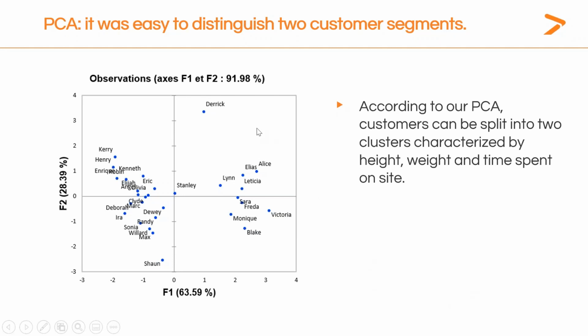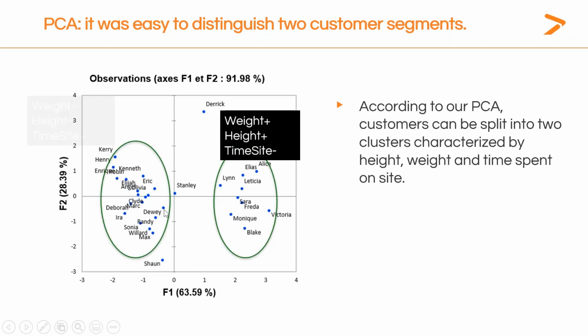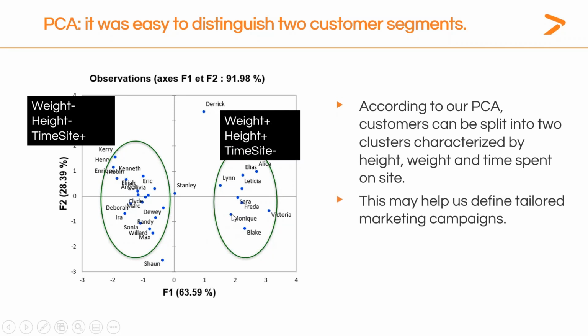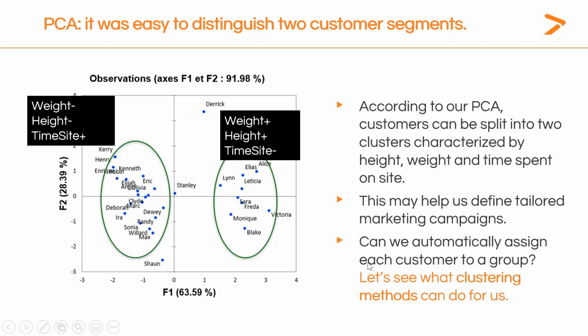So let me get back to this chart, to this PCA. According to our PCA, customers can be split into two clusters characterized by height, weight, and time spent on site. This may help us define tailored marketing campaigns. But can we automatically assign each customer to a group? Because these circles, I have drawn them by hand. Are there any methods which will allow us to automatically assign each customer to a group? So let's see what clustering methods can do for us.